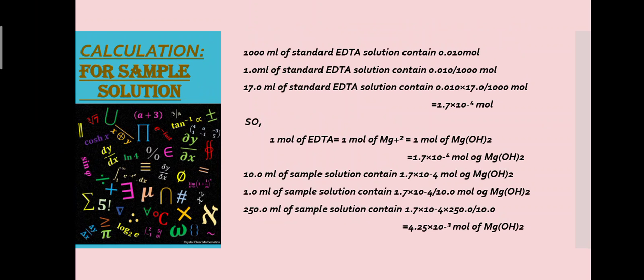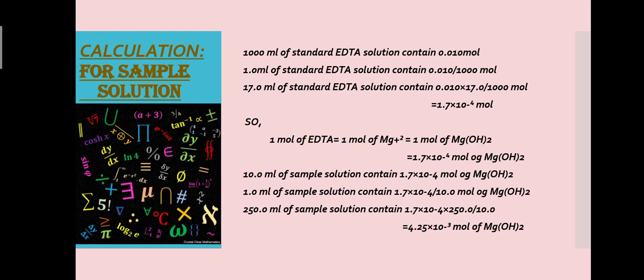Calculation for sample solution. 1000 ml of standard EDTA solution contains 0.010 mole. 1.0 ml of standard EDTA solution contains 0.010 divided by 1000 mole. 17 ml of standard EDTA solution contains 0.010 multiplied by 17.0 divided by 1000, which means 1.7 × 10^-4 mole.